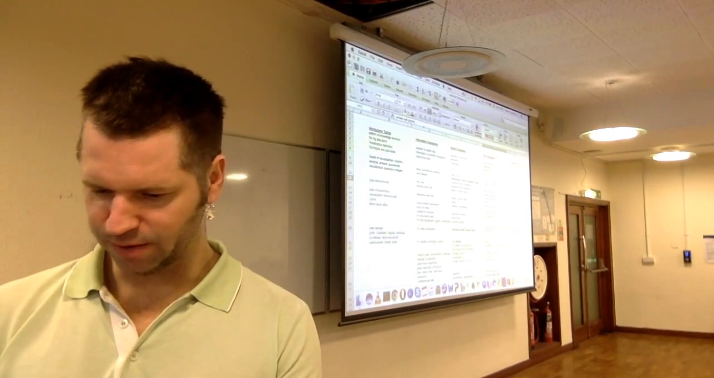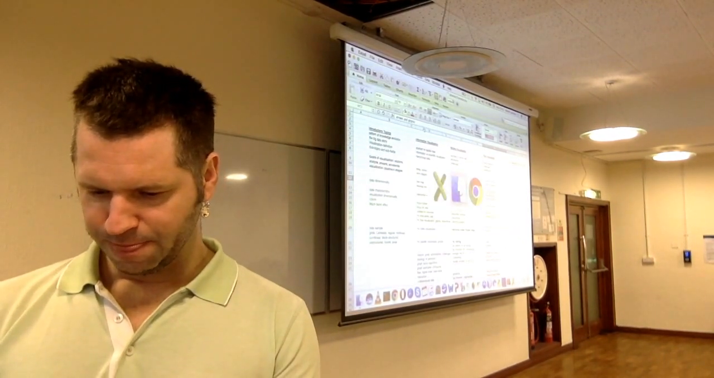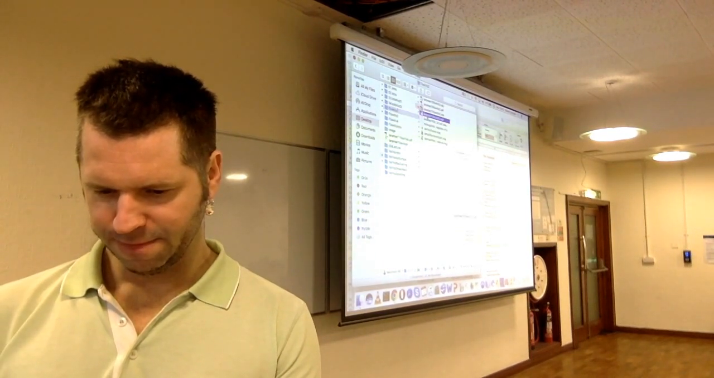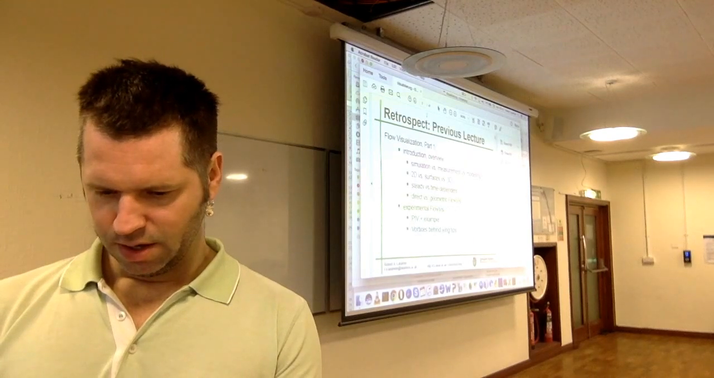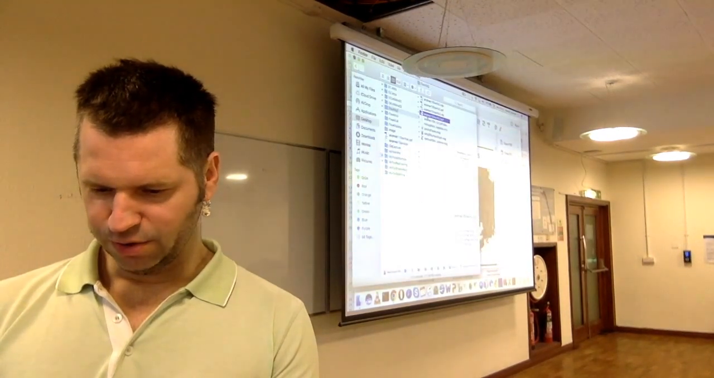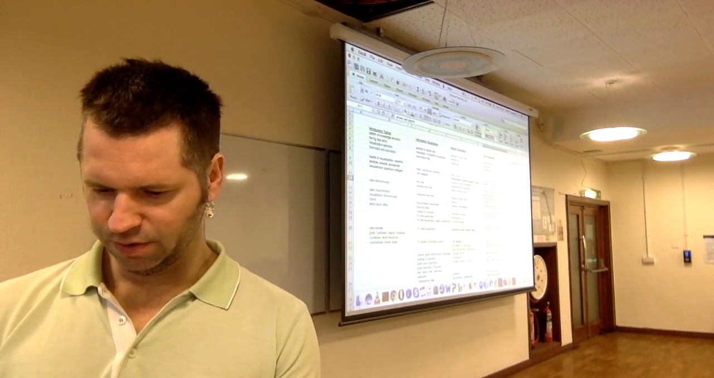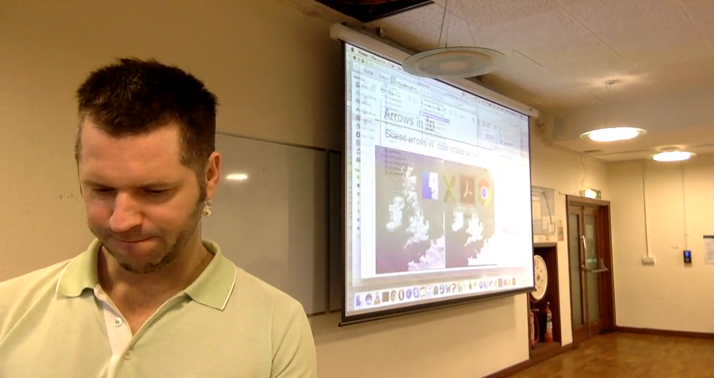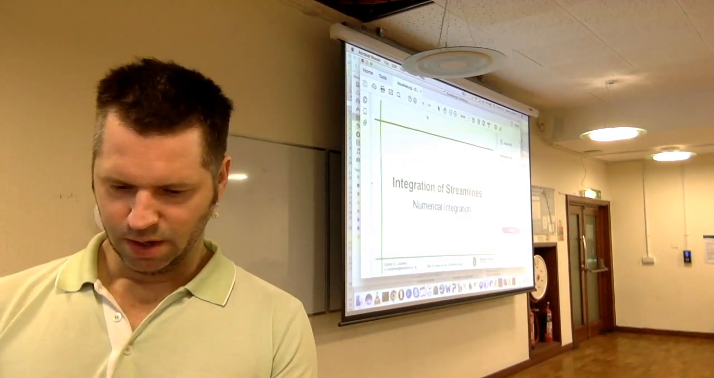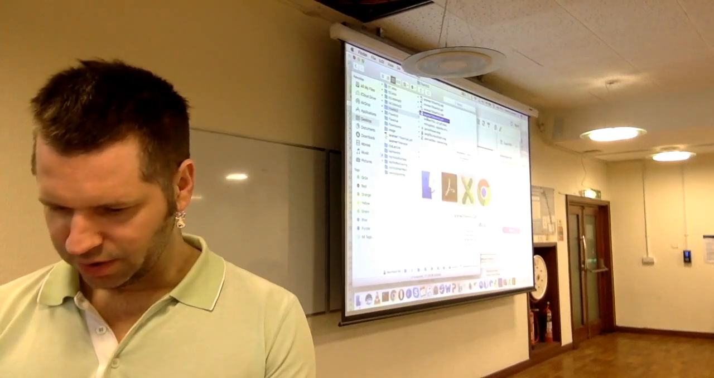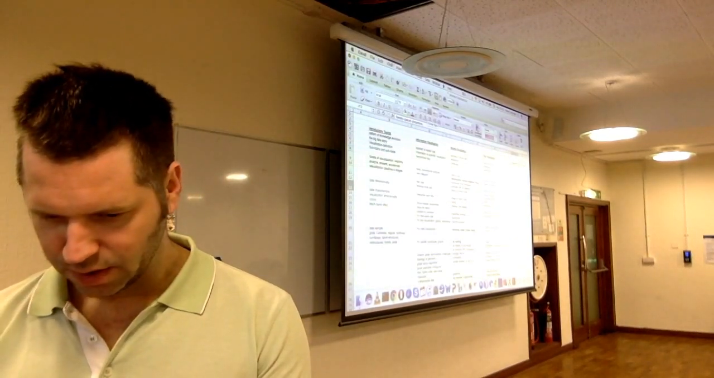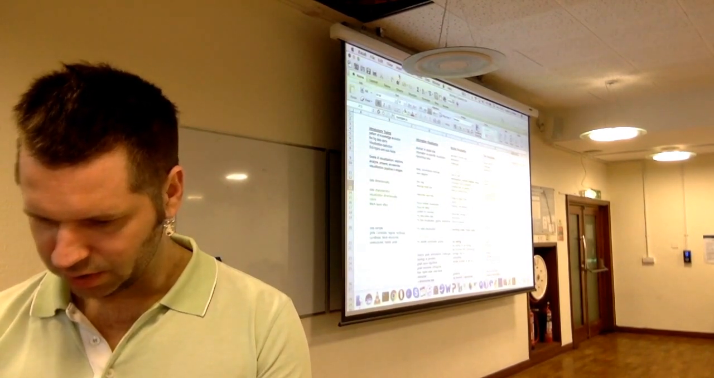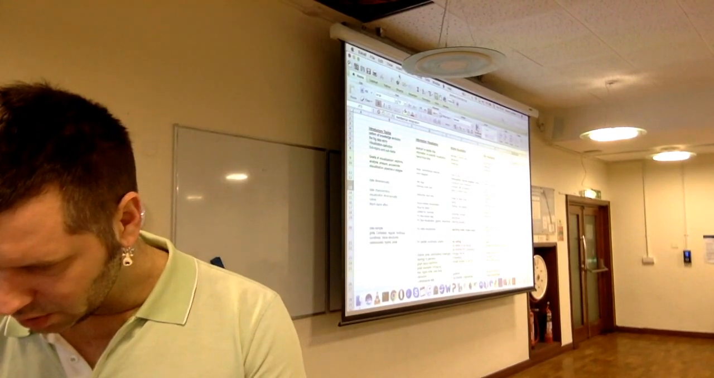I'm going quickly now. And we talked about arrows, arrow glyphs, using arrows and glyphs. And we talked about numerical integration. This should be actually here. Numerical integration.